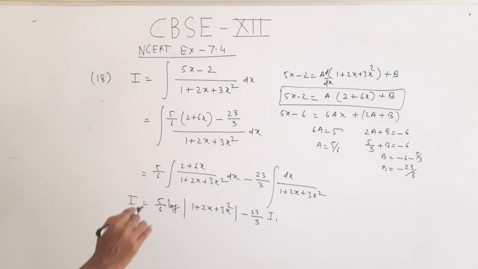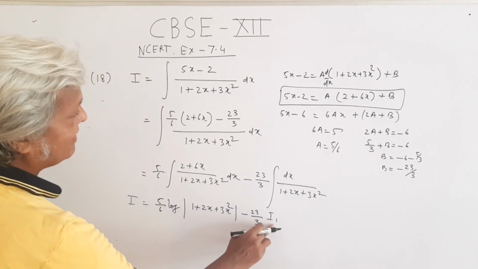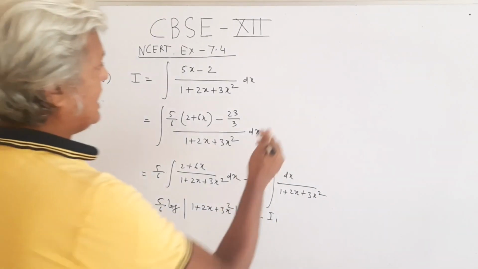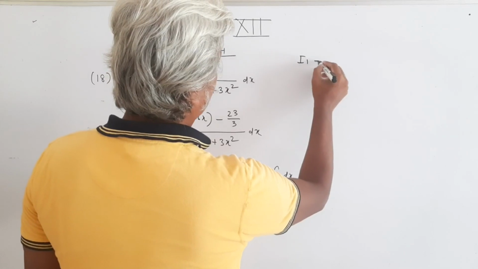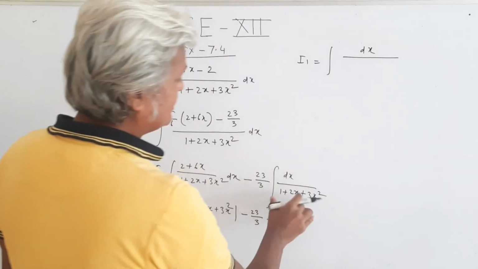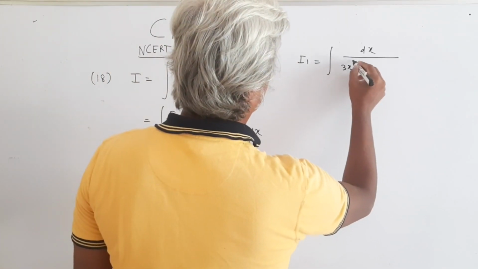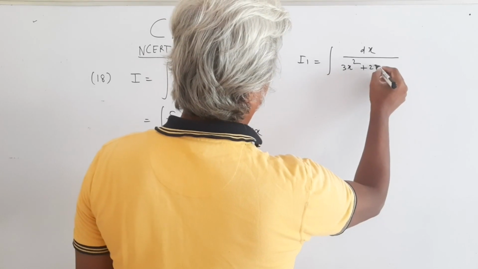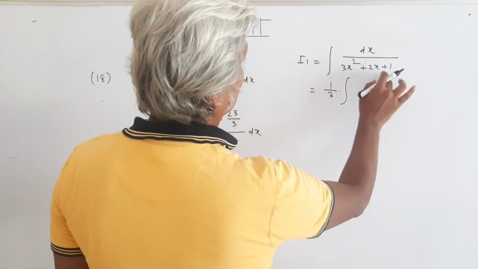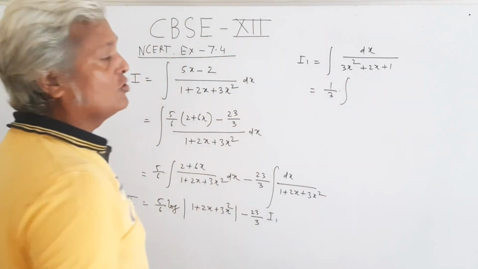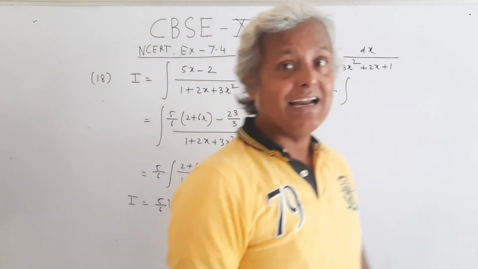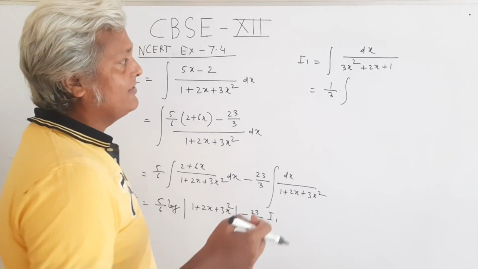So my answer is almost there. I have to find the integration of I1, and I don't have space, so I'll go there and find the integration of I1. So now you see our integral I1 is integration of dx upon, I write in the proper sequence, 3x square plus 2x plus 1. So first I take 3 common, because I want to make the coefficient of x square unity, so that I can express this quadratic expression as sum or difference of two squares, and that is the form which we have already discussed in the exercise 7.3.